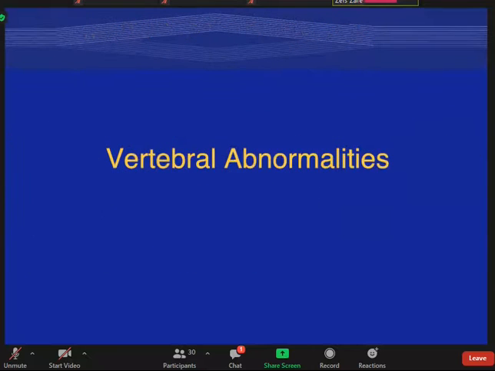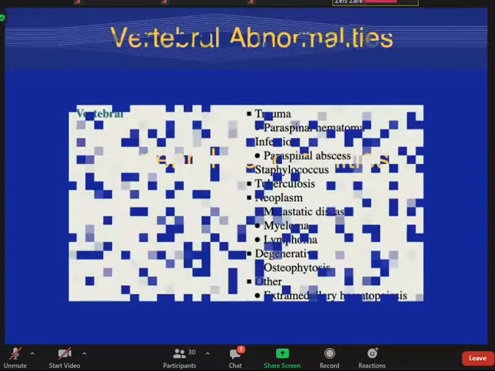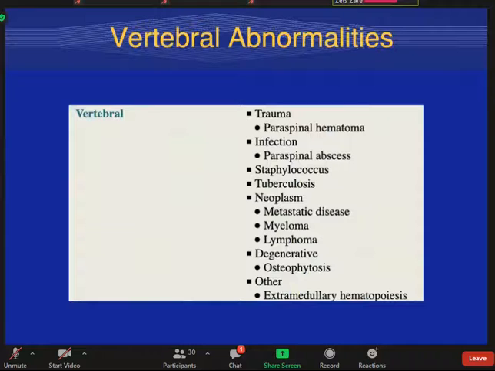Next, vertebral abnormalities. Here are the various vertebral abnormalities presenting as posterior mediastinal masses. It can either be from paraspinal hematoma from trauma, infections like in staph or tuberculosis, neoplasm, degenerative changes, and others.